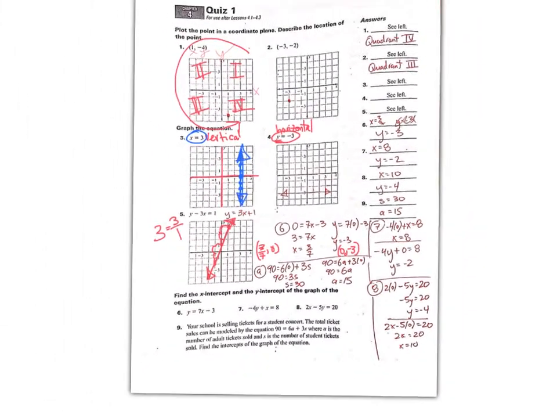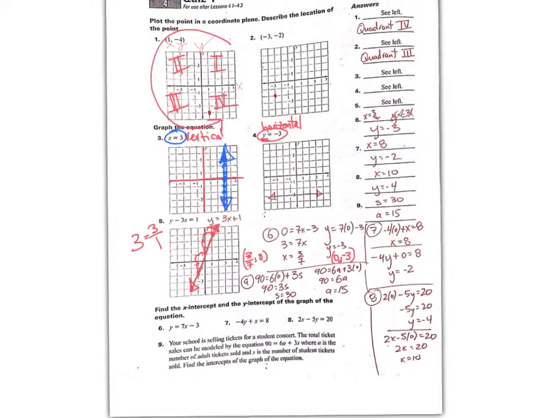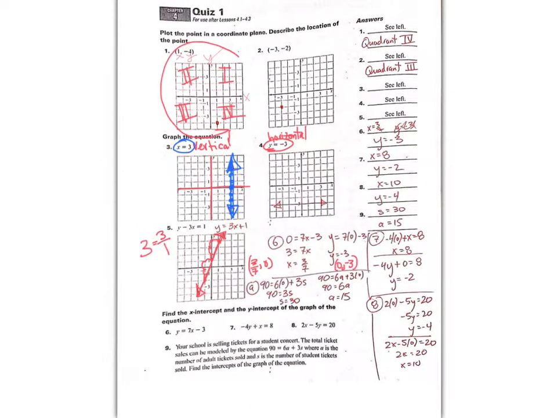Here's an overview of our practice quiz. So what did we do? We plotted points, we named quadrants, we graphed horizontal and vertical lines, we changed an equation into slope-intercept form and then graphed it. We found the intercepts by plugging in or substituting 0, and we did the same thing for a word problem instead of just an equation.